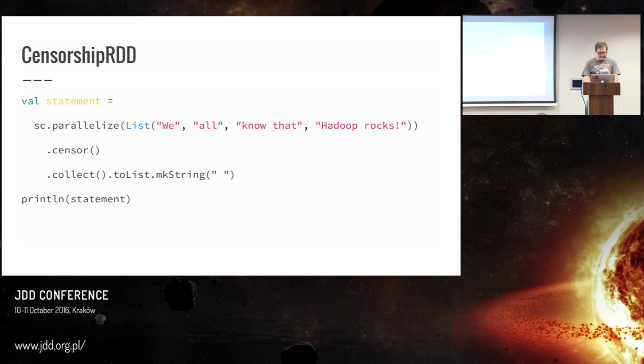So now, this might be a little bit more fun to see. This is the censorship RDD. This is how we would implement it. Now the difference here is that the parent is not going to be the first RDD that we have. We're going to have some RDD of strings. It's going to be our parent, and from that parent we want to create that censorship RDD.